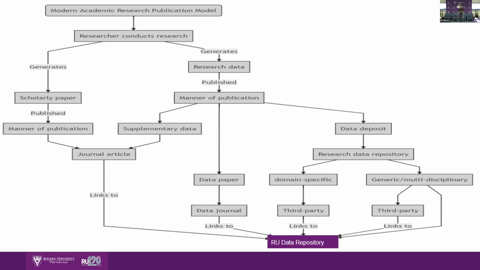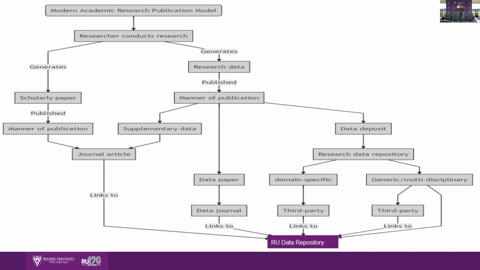So under the traditional model, a researcher would just generally publish a journal article and then nothing would be done with the research data. But under the current model, the research data can also be submitted as supplementary data accompanying the journal article. In some cases, you can actually publish a data paper in a data journal. Or alternatively, a more comprehensive form of research data can be deposited into a research data repository.